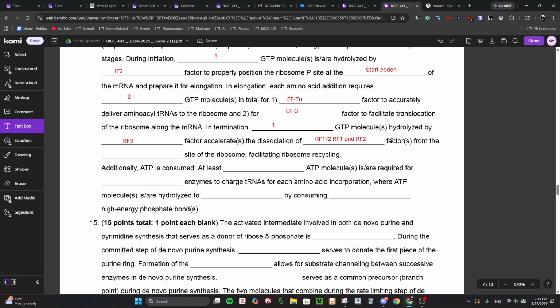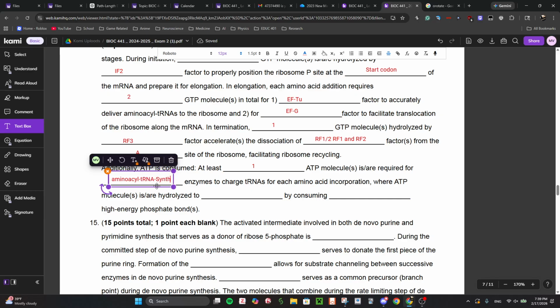So dissociation of the factors from the A site of the ribosome, facilitating ribosome recycling. Additionally, ATP is consumed. At least one is required for aminoacyl tRNA. Please write the whole thing.